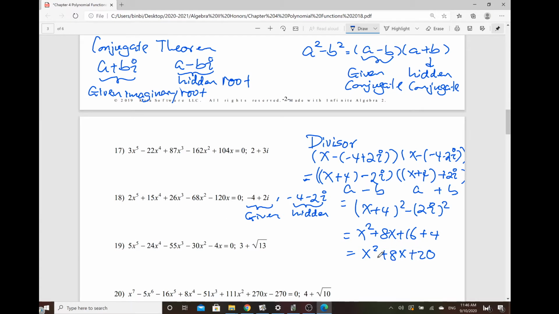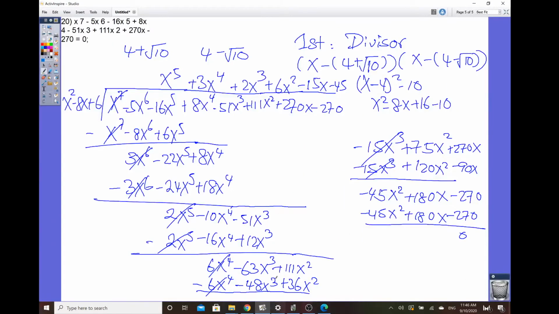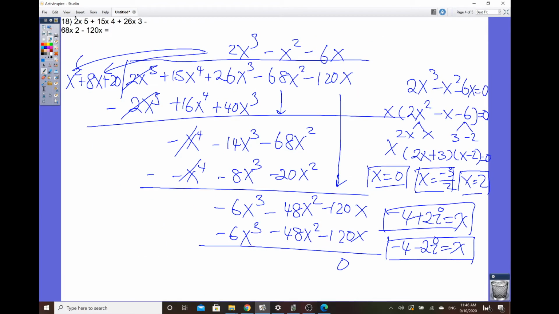Now what we need to do after that is divide this long polynomial by the divisor. That's something I have done previously, but let me explain what I have right here. For number 18, the dividend is 2x to the power 5 plus 15x to the power 4 plus 26x to the power 3, and then the rest of those terms. Now you want to divide it by x squared plus 8x plus 20.